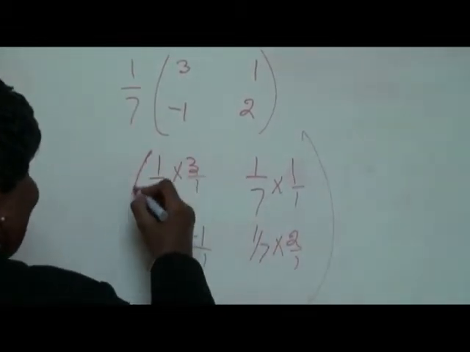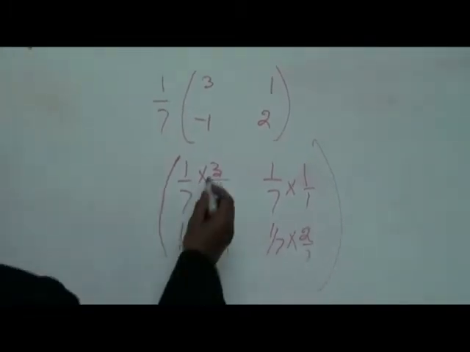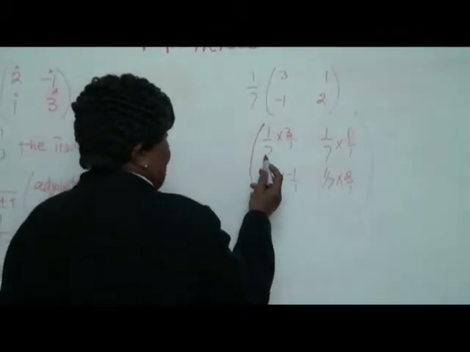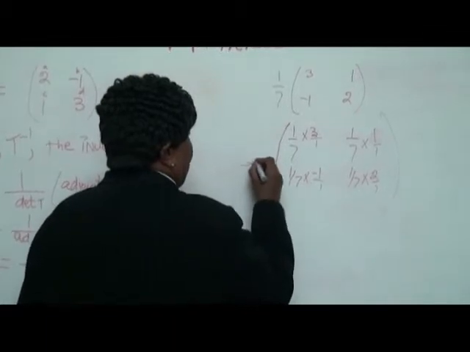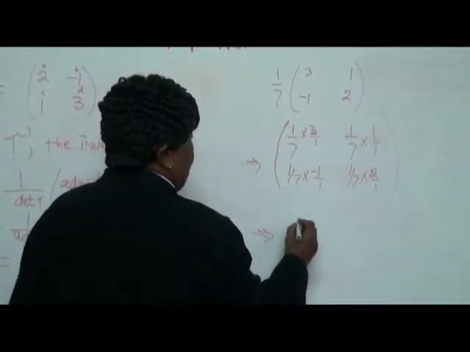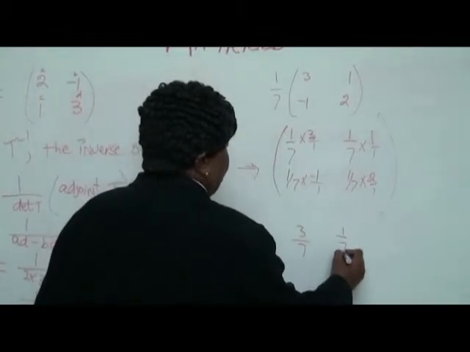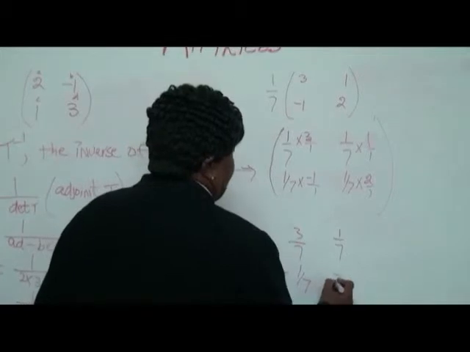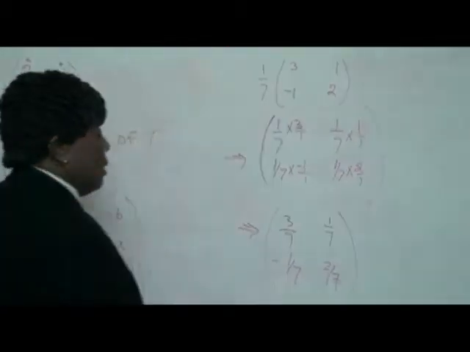So then, this is again our very simple fraction. Nothing can cancel, so we multiply numerator by numerator and denominator by denominator. So then that now would be equal to 3 over 7, and it is 1 over 7, it is negative 1 upon 7, and it is 2 upon 7. And that is the answer.